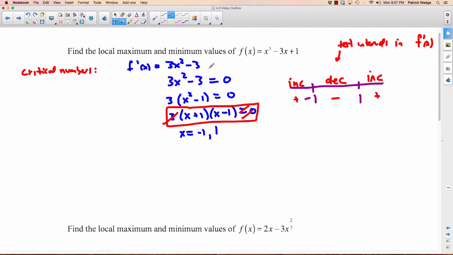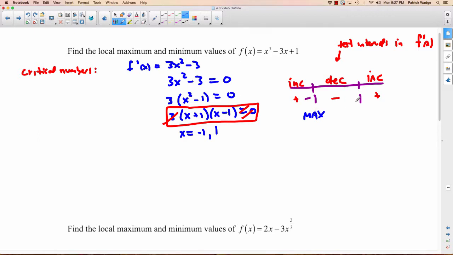Great, now we want to find the local maximum and minimum. So the next thing you do is you take a look here. The function's going from increasing and then decreasing. What does that mean happens right here? At negative 1, there must be a maximum right there. So let's write that down, that there's going to be a maximum right there at negative 1.